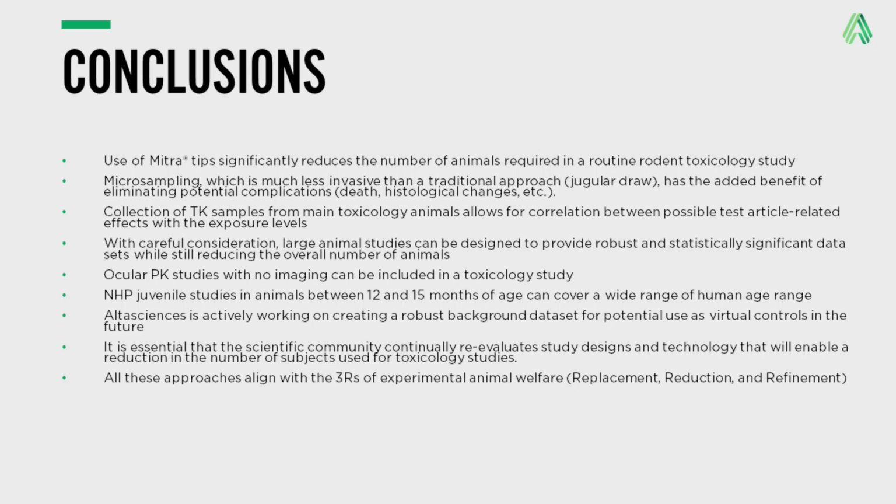So to conclude our talk, a couple of points that I wanted to bring back to your attention. The use of Mitra tips significantly reduces the number of animals required in the routine rodent toxicology study. Microsampling, which is much less invasive than a traditional approach like a jugular bleed, has the additional benefit of eliminating potential complications such as death or histological changes. Collection of TK samples from the main tox animals allows for the correlation between the possible test article-related effects and the exposure levels.